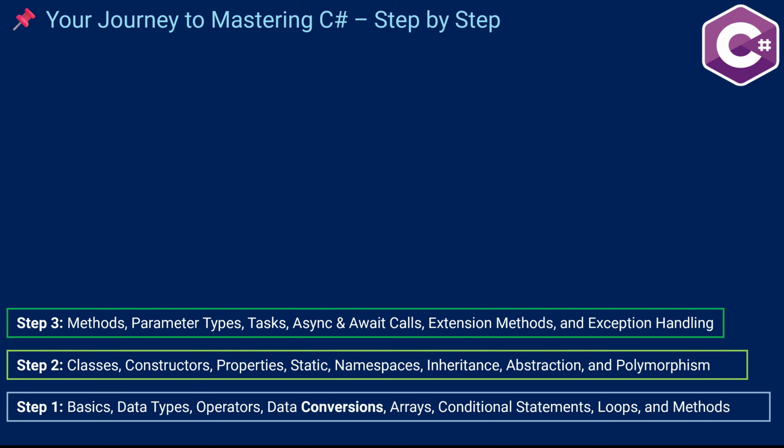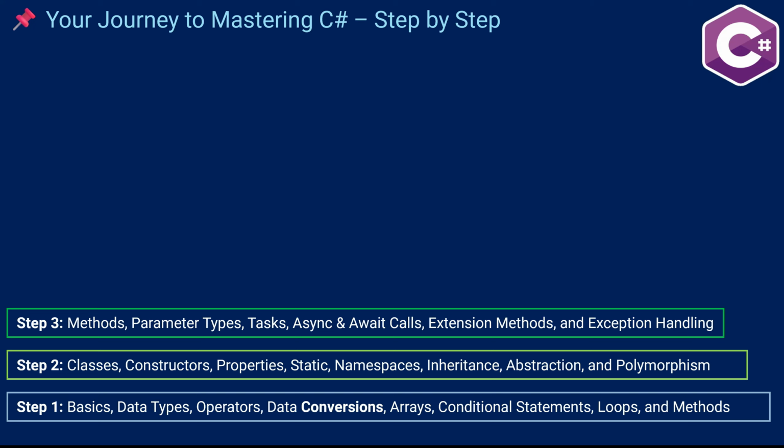Next, step 3, methods and asynchronous programming. Code should be efficient, not slow, right? In this step, we will cover methods, parameter types, tasks, async and await calls, extension methods, and exception handling. These are techniques that enhance efficiency and responsiveness in applications.